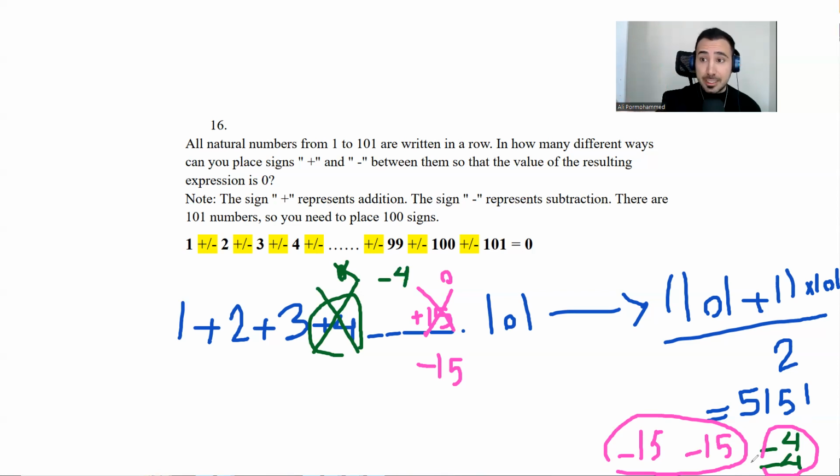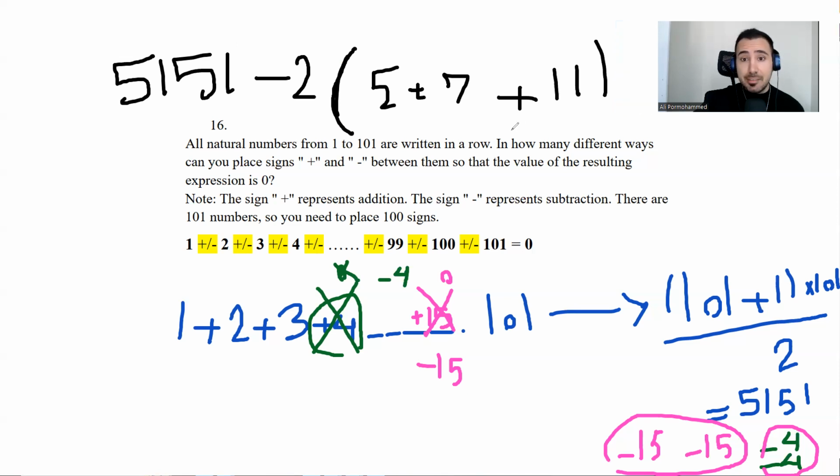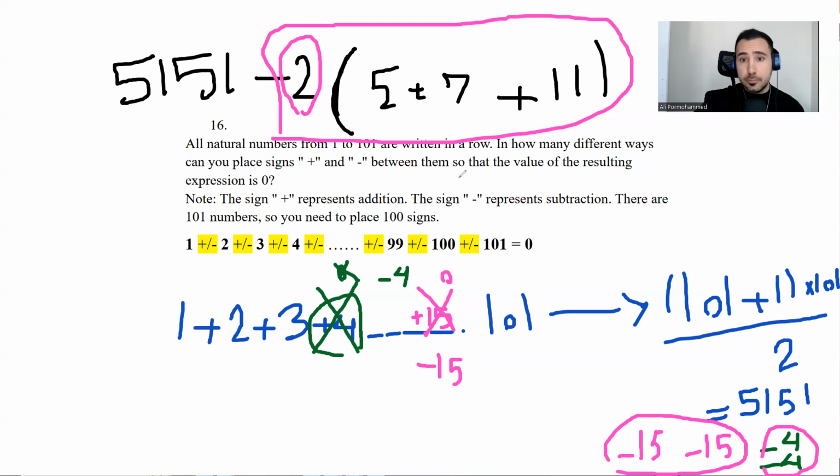And that double is the key, because the total result will be 5151 minus 2 times any number that you select here. See, I could select 5 and then 7. You could select any numbers that you want. It doesn't matter positive, it doesn't matter odd or even. Eventually, because of this 2, this thing will be an even number. Okay, I think you understand what I'm getting at now.